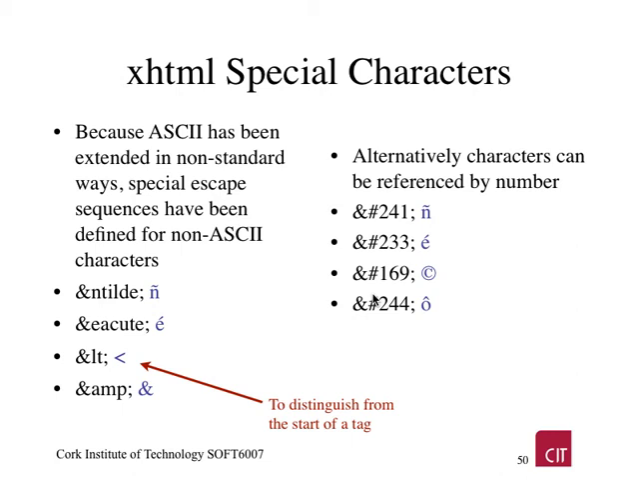You can also use their number. So you can say ampersand, hash, then the number of the character, and a semicolon. See, the problem is that ASCII is fine if you're using the standard English characters, but if you stray beyond them, it gets a bit vague.